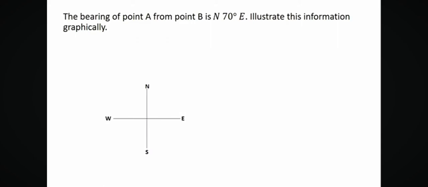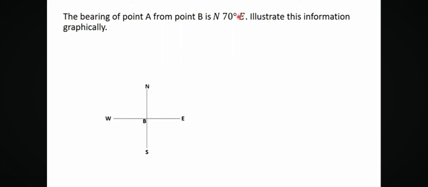Since this is a compass bearing, you draw the diagram with the 4 main cardinal points: north, south, west, and east. Since this is the bearing of point A from point B, we are going to start from point B. So we will call our starting point here point B.